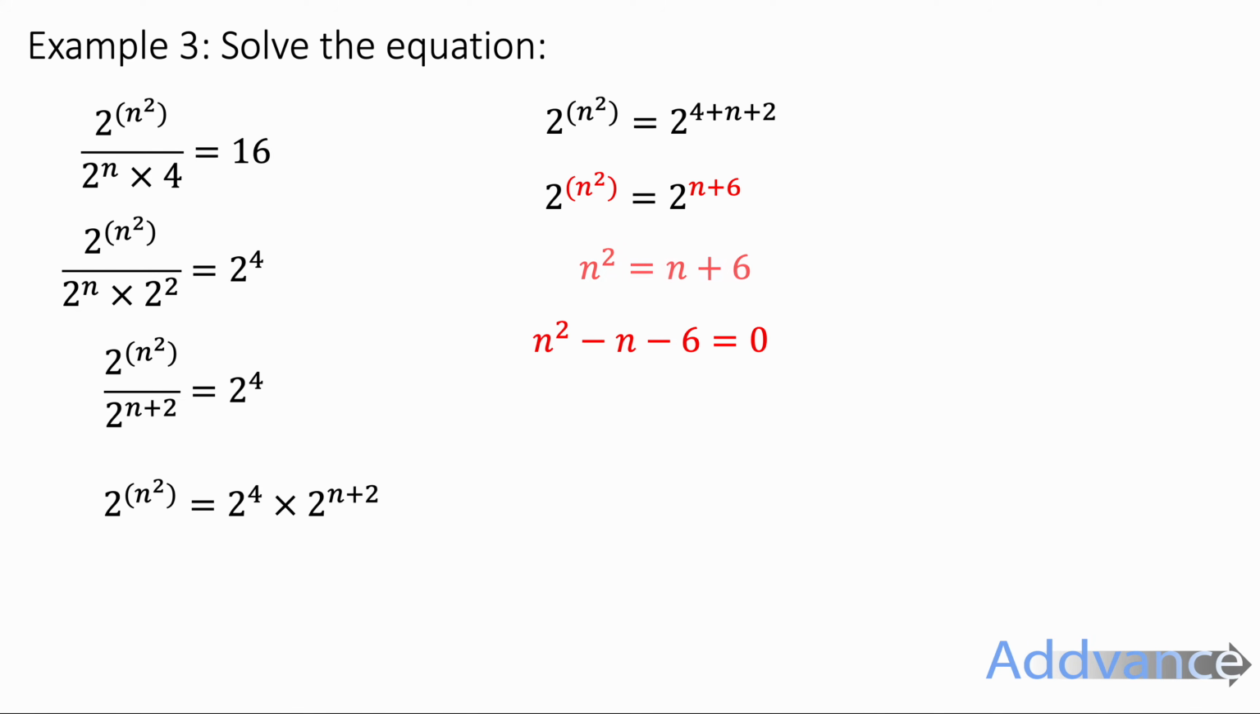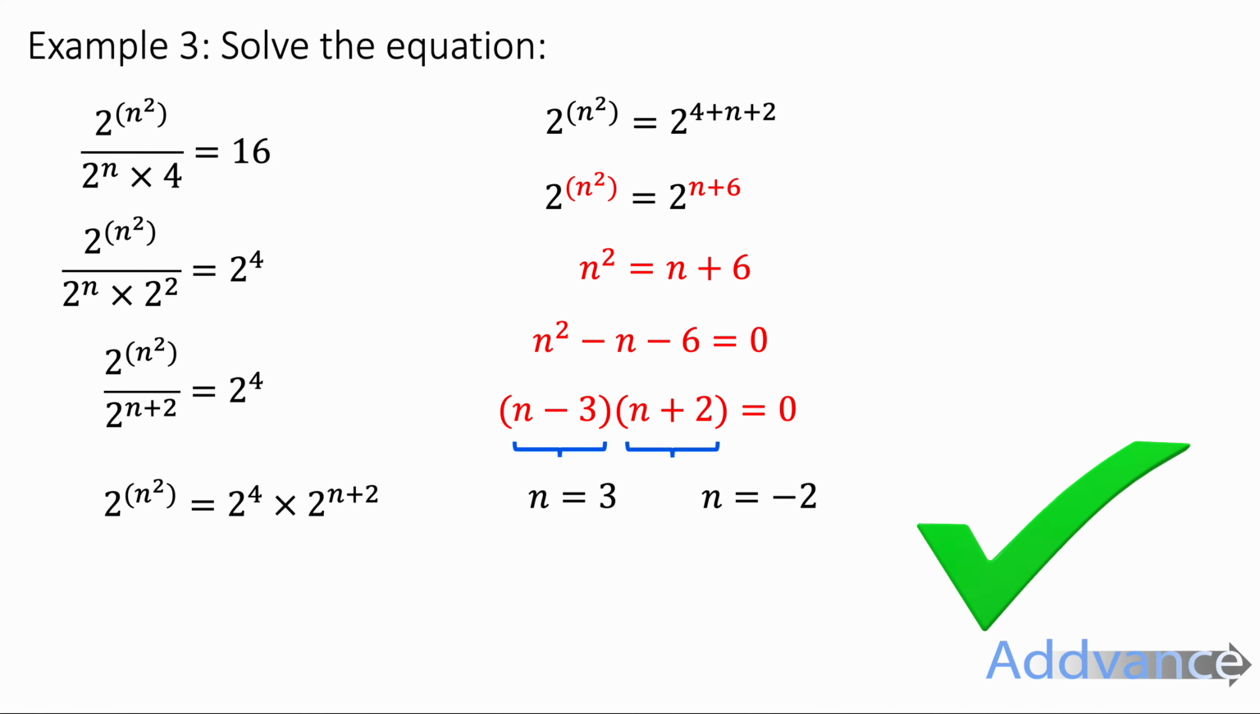And we take n plus 6 off both sides. We get n squared minus n minus 6 is equal to 0. We'll factorize that as n minus 3 times n plus 2 is equal to 0. That gives us n equals 3 or n equals minus 2.